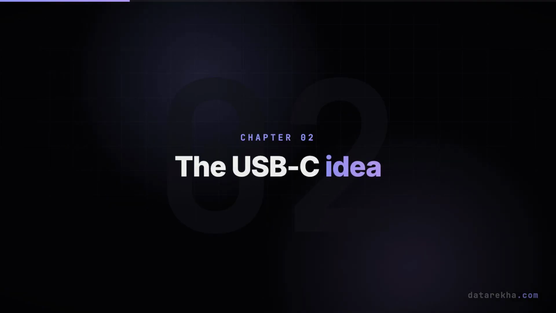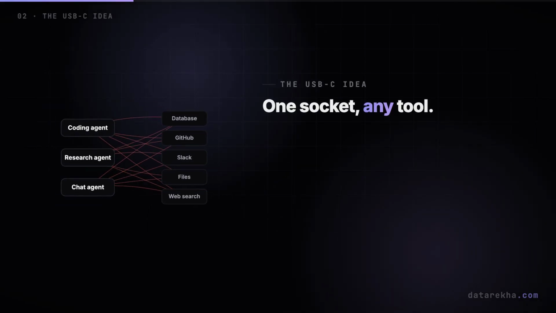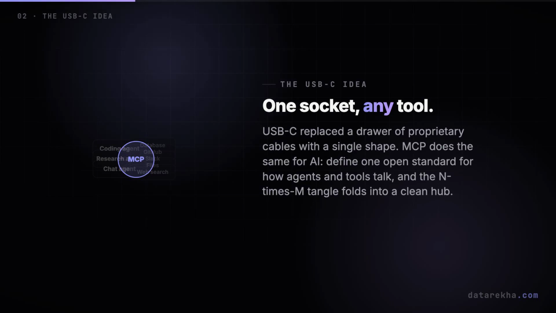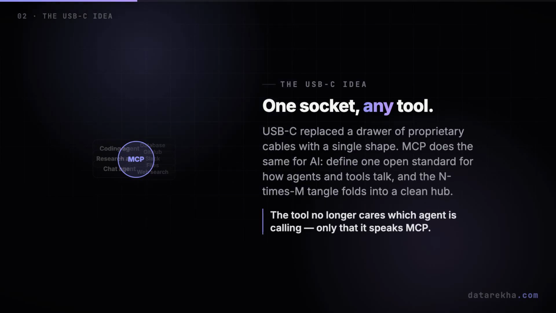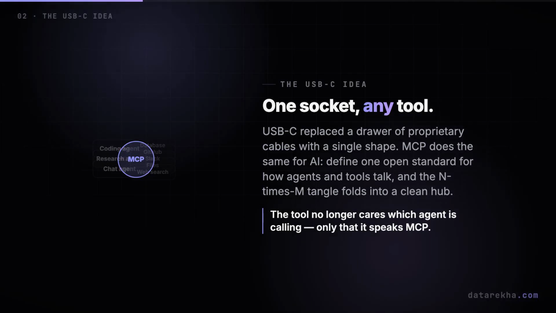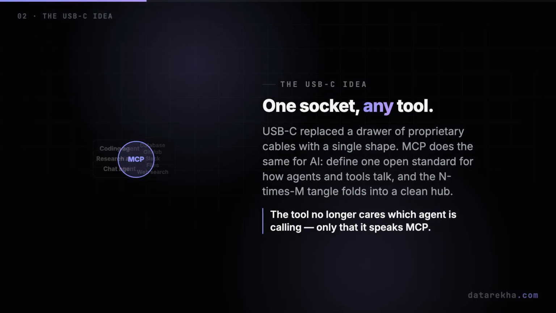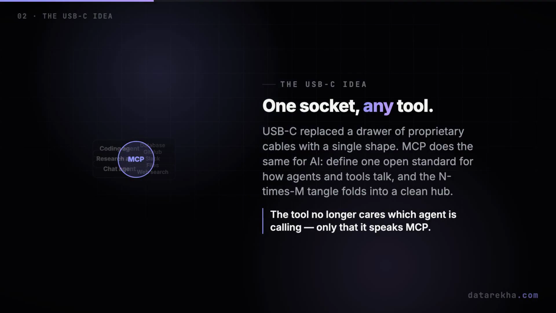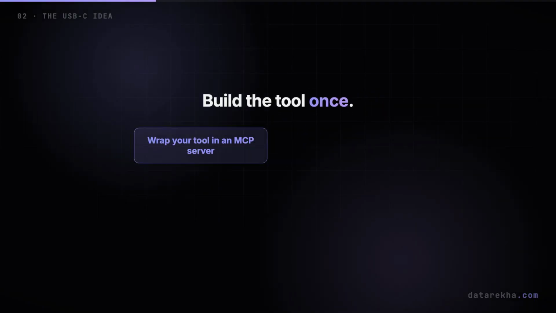The fix is one simple idea, borrowed from a cable. Think about USB-C. It replaced a whole drawer of proprietary cables with one shape. MCP does the same thing for AI. Define one open standard for how agents and tools talk to each other, and the N times M tangle folds down into a clean hub. The crucial shift is this. The tool no longer cares which agent is calling it. It only cares that the caller speaks MCP, which means you build the tool once.